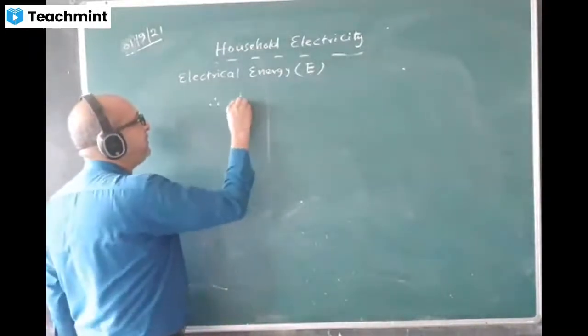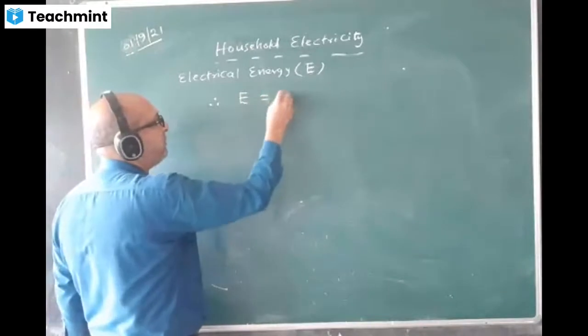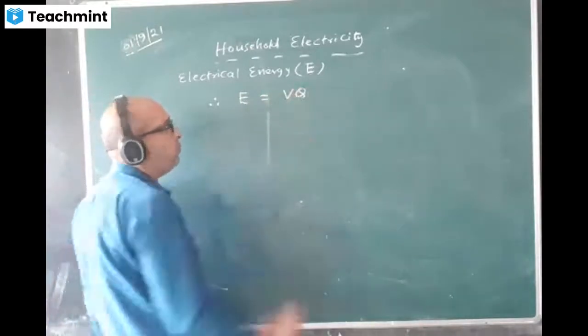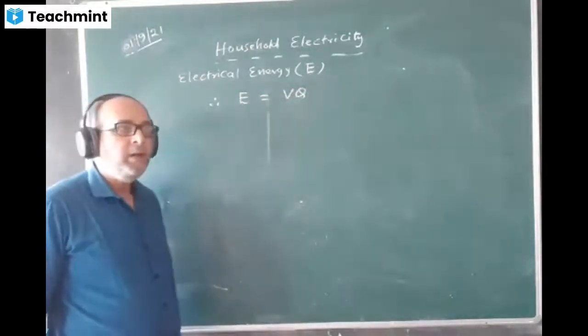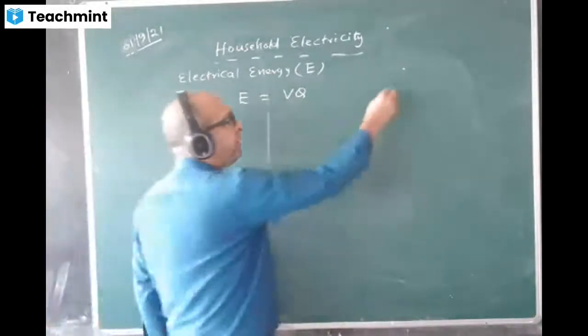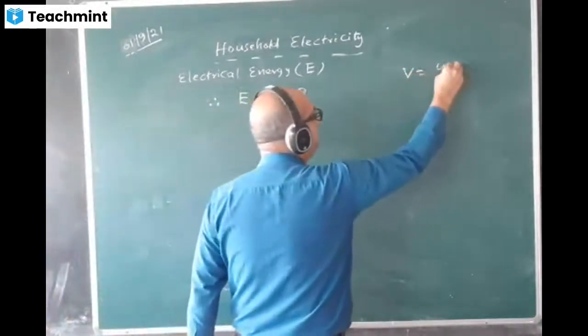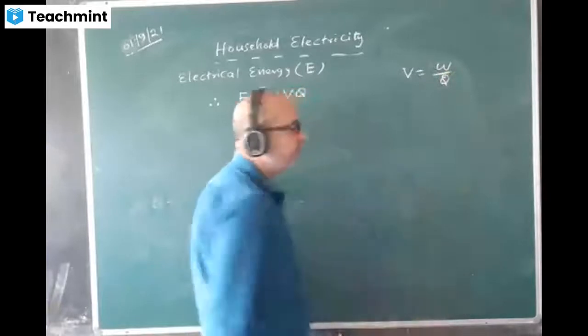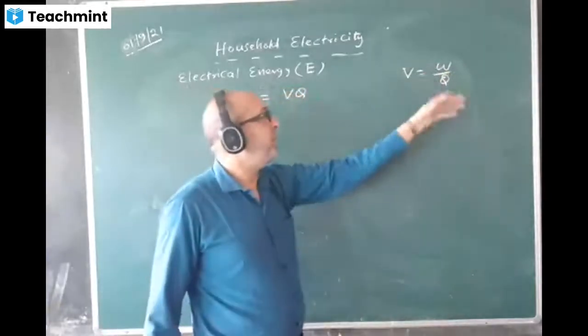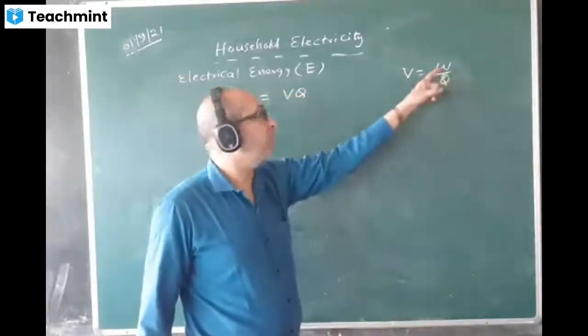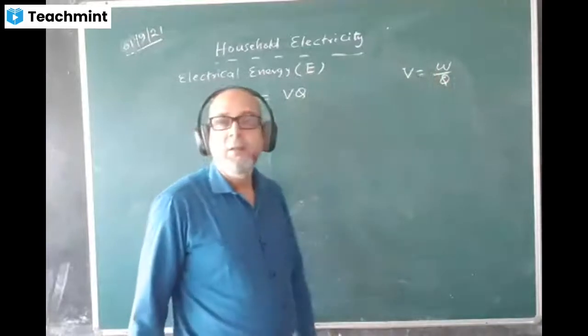Write down the formula of electrical energy. Electrical energy is VQ. Actually, the potential difference formula, if you remember, was W by Q. Therefore, W will be VQ. W means work done, and work done is equal to the energy.